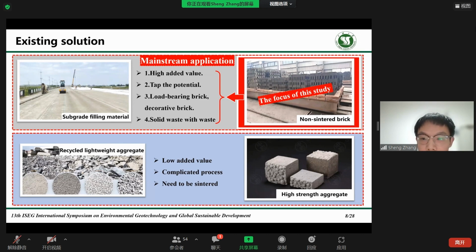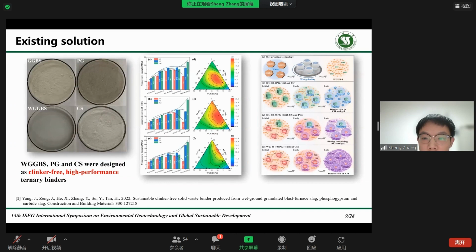As shown in the figure, Nanjing and others designed granulated blast furnace slag, phosphogypsum, and calcium carbide slag as a high-performance ternary curing material without clinker. The results show that it has good working performance. It is expected to completely replace cement as a low-carbon cementitious material. This provides an effective basis for using phosphogypsum as a solidified material of rock fine in this study.